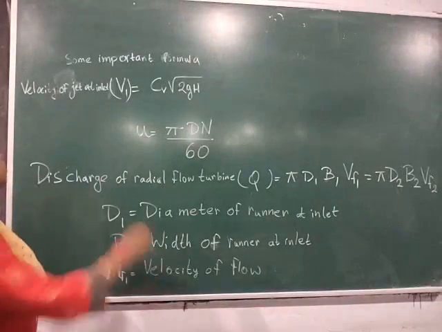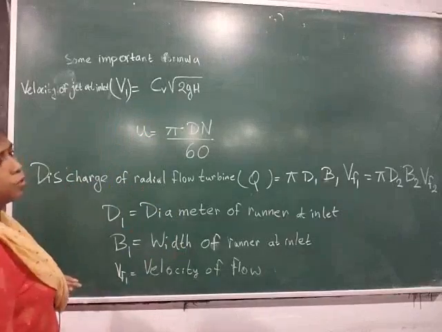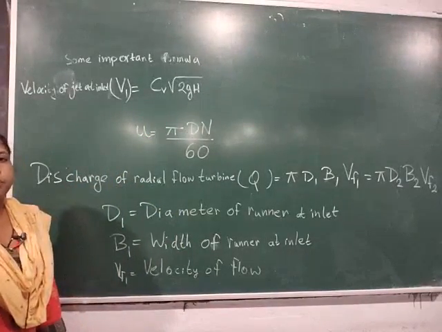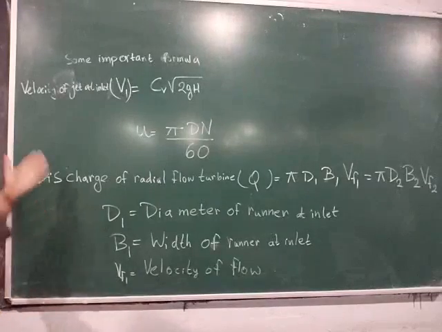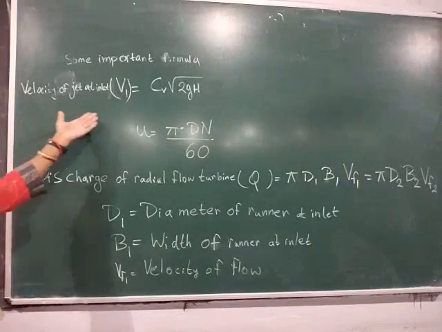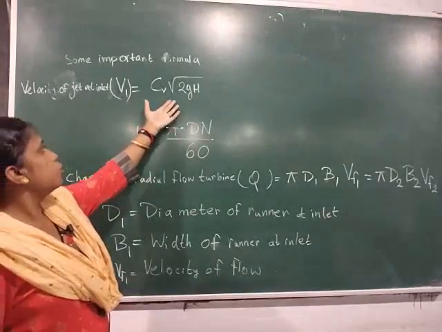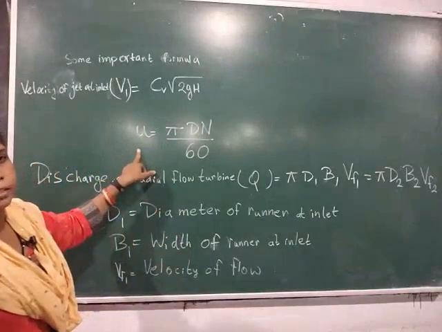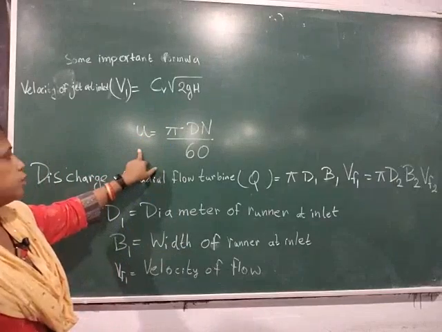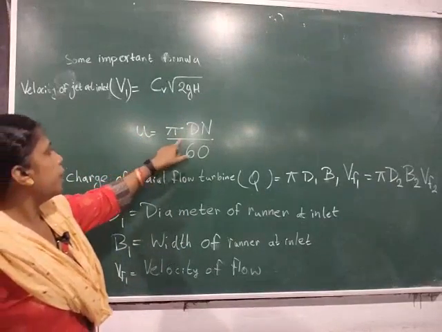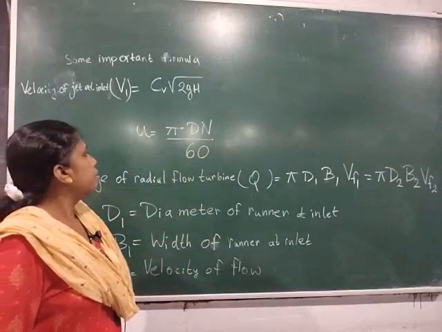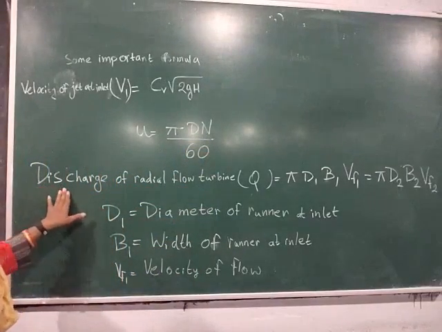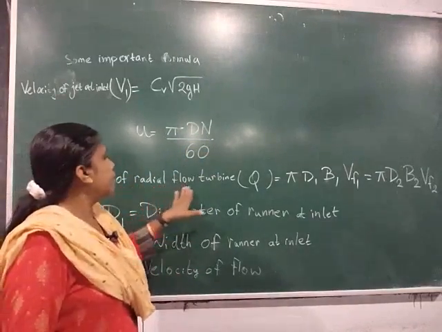Here you can see some of the important formulas which will help you in solving the numericals of a Francis turbine. Okay, so you have already seen this relation: V1 is equal to Cv into root over of 2gH. This also you know, that is discussed in your previous videos. U is nothing but pi D N divided by 60.